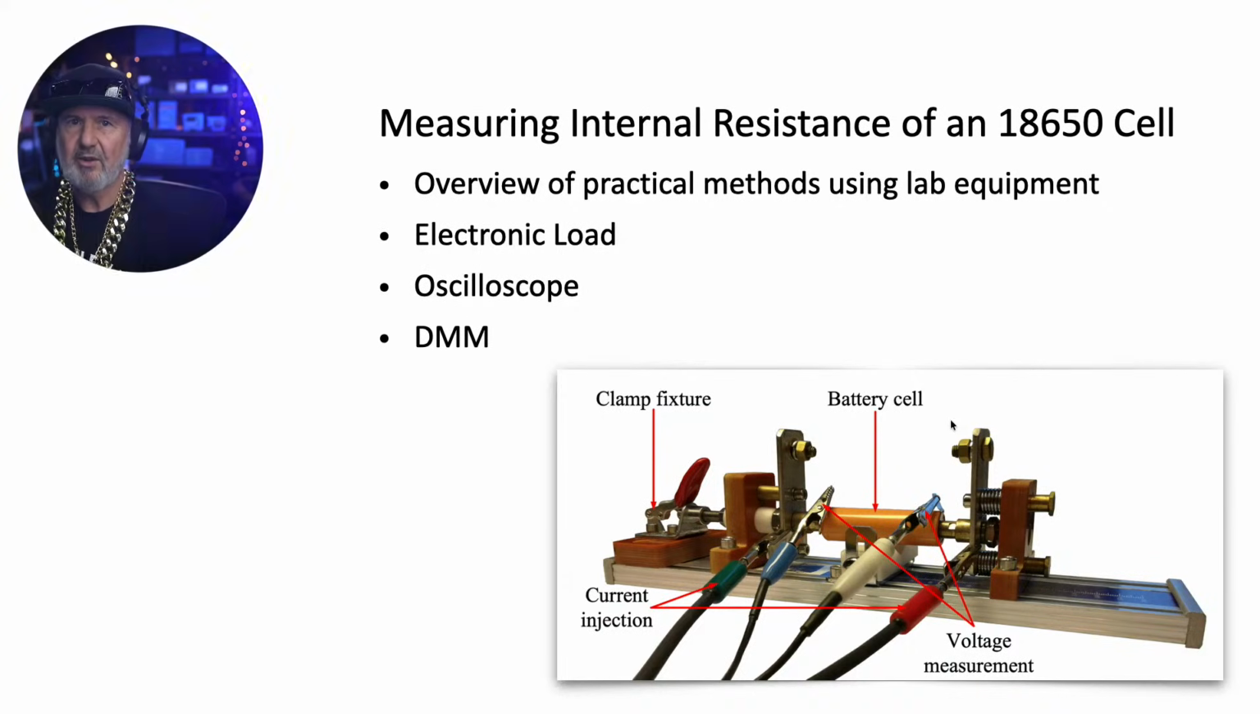There's a bunch of methods for measuring internal resistance of a lithium-ion cell, and we're going to run through those methods here. As you can see from this picture, it does require a bit of a jig. You do need to ensure very, very low resistance contacts with the cell itself to make sure that you're not falsely measuring voltage. So the sense leads, the voltage measurement leads, are in what's known as a Kelvin mode. I'll explain that a little bit later on.